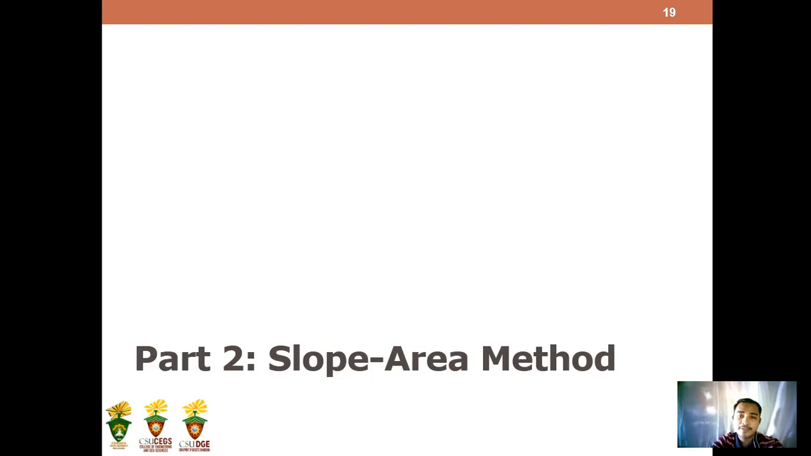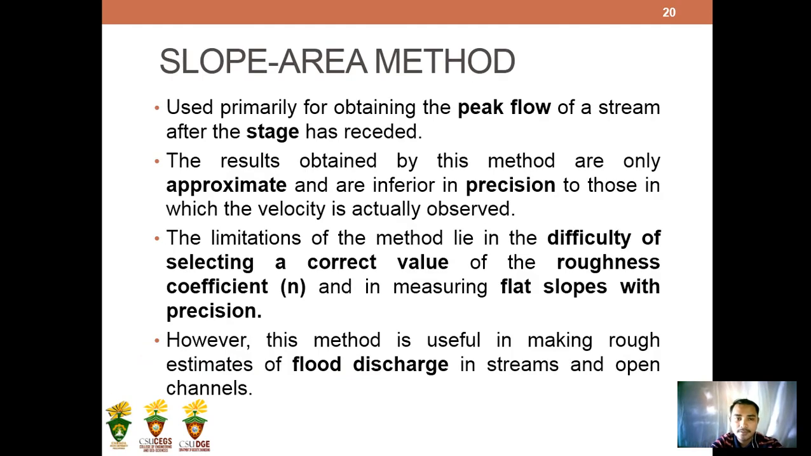Alright, so much for part 1 of this material. Let's move on to part 2 of this material, which is entitled the slope area method. The slope area method is used primarily for obtaining a peak flow of a stream after a stage has receded. The result of this method is only for approximation and is inferior in precision to those in which velocity is actually observed. Again, this is only for approximation.